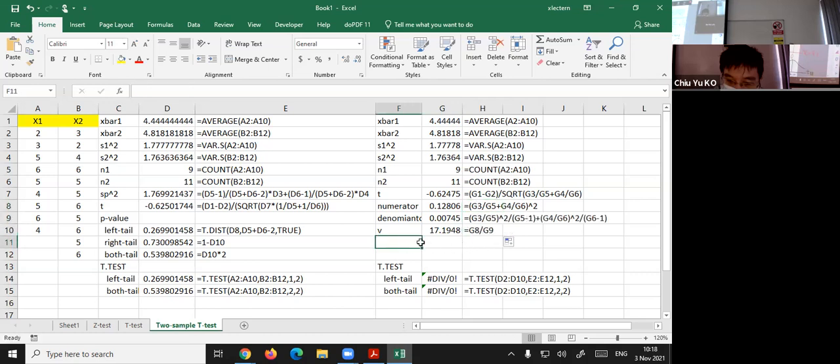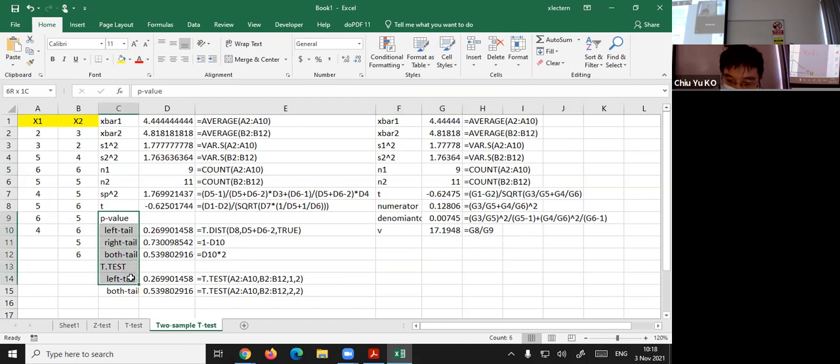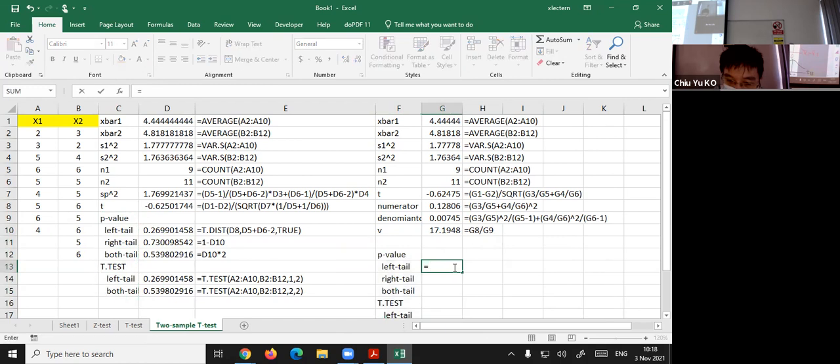Once you have the V, then we can do whatever we want, right? That is something we want to do. And we can do the p-value and the t-test again, more quickly. Don't want to hold you too long. So for the left tail, you take the t-value. The degree of freedom is 17 here. So we get the smaller, put 17 here and true.